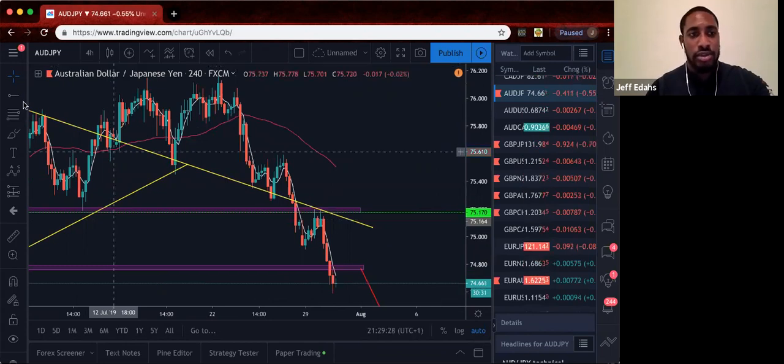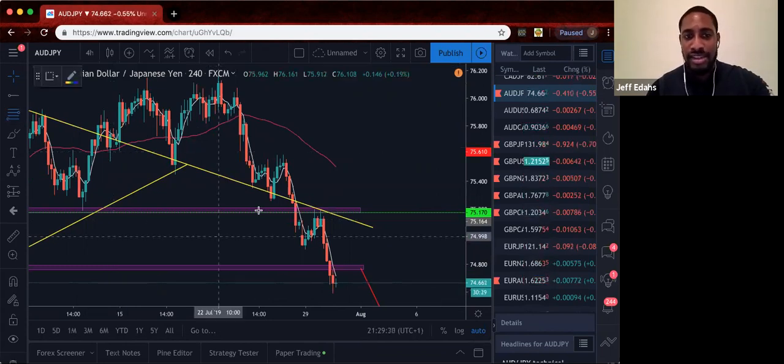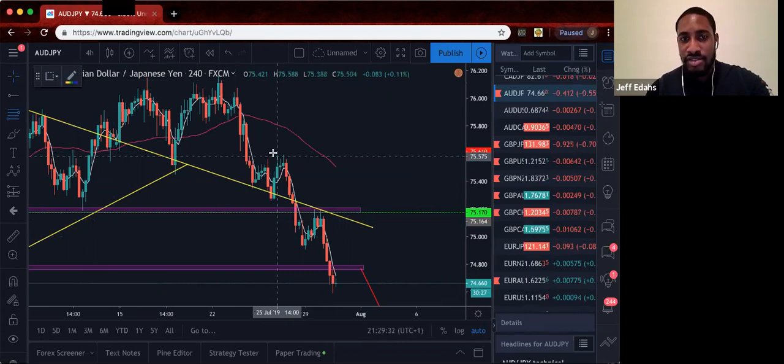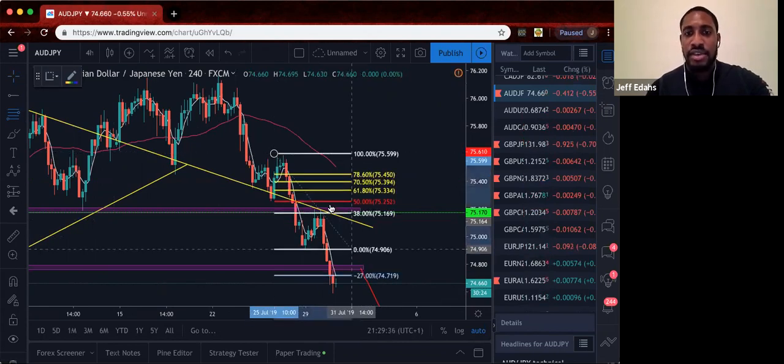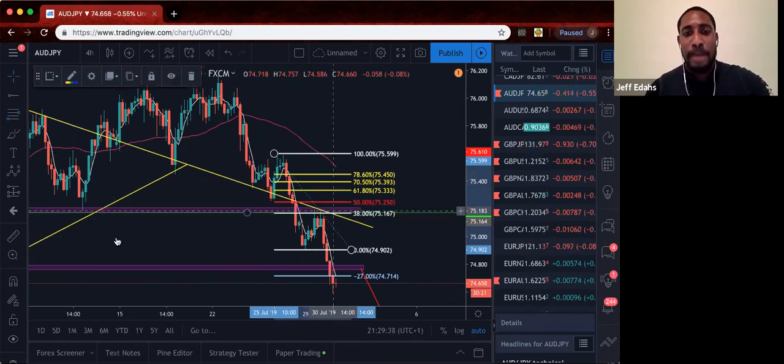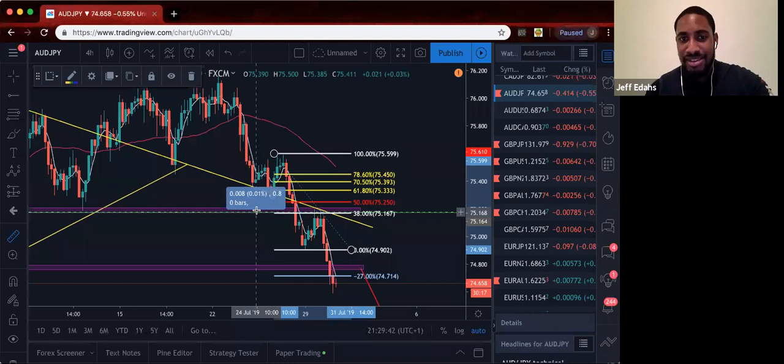What I do to find this and know if it's going to be a nice level is I just grab my Fibonacci right from the top to the bottom. As you can see, the 38% level was met right there. Minimal drawdown, I believe about 2 pips, yeah, about a 2 pip drawdown.